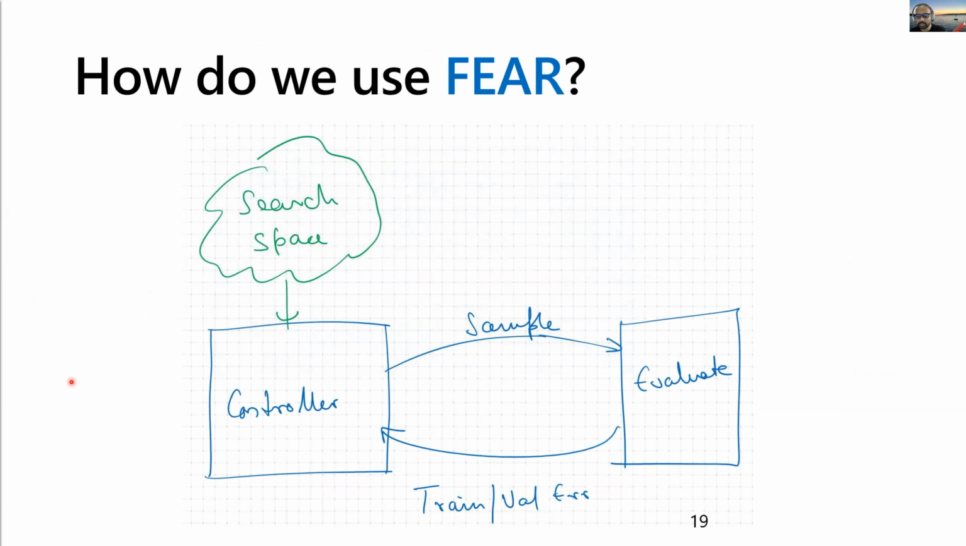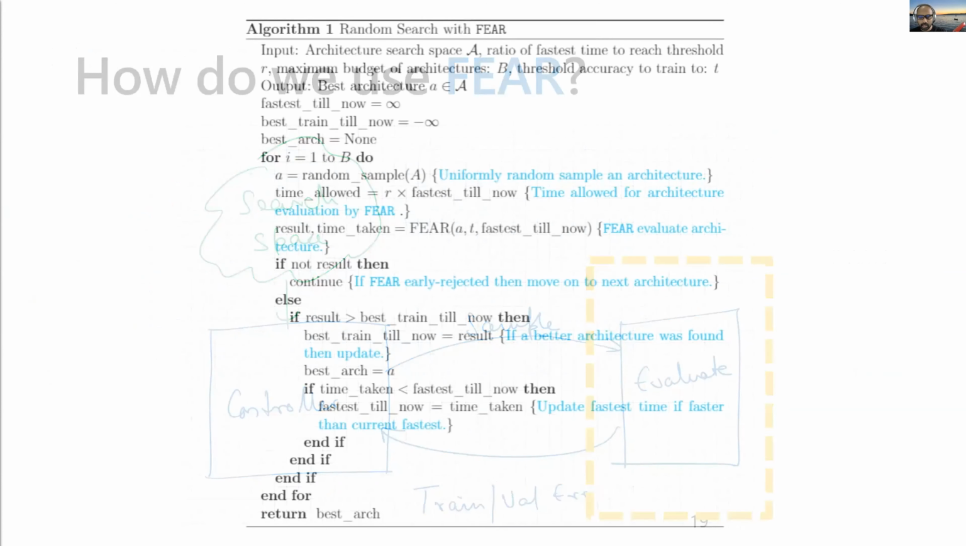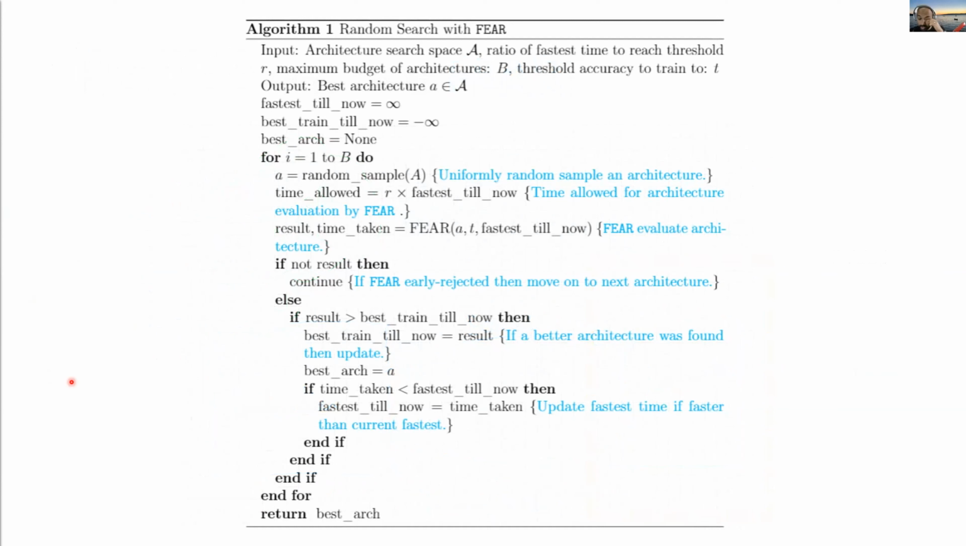Let's take the simplest algorithm you can take, on purpose, which is random search. And oftentimes, if you have read NAS papers, random search is not a bad baseline. The simplest thing you can do, if you are using FEAR to evaluate architectures, is keep track of the fastest time any architecture has taken to reach that threshold, like that stage 1. The time it takes you to process stage 1, and keep updating that. If an architecture comes along which is better, which takes less time, keep track of that.